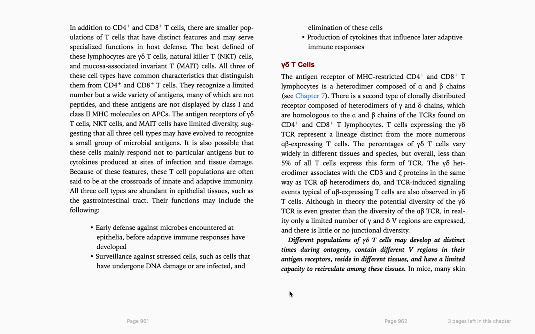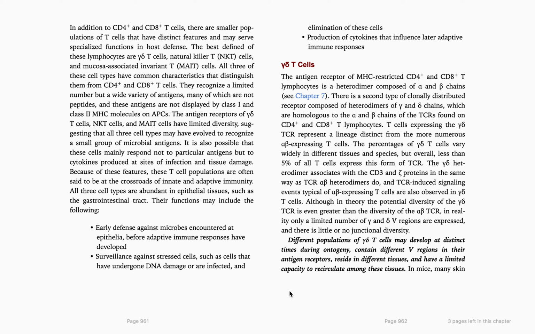Although in theory the potential diversity of the gamma delta T cell receptor is even greater than the diversity of the alpha beta T cell receptor, in reality only a limited number of gamma and delta V regions are expressed, and there is little or no junctional diversity.